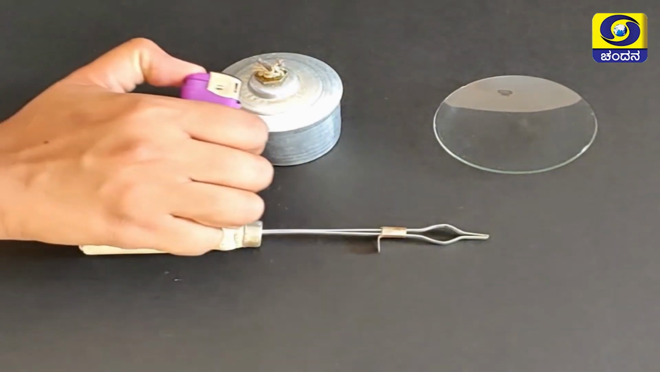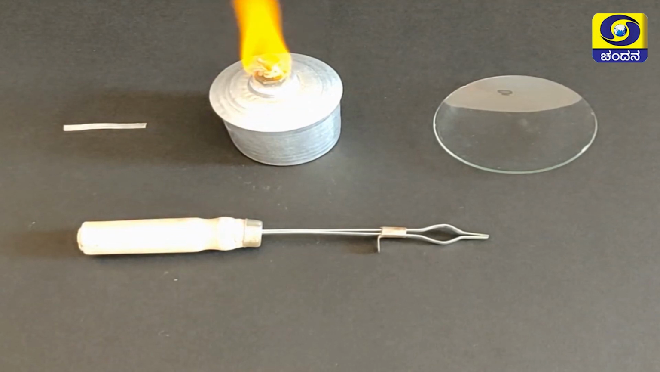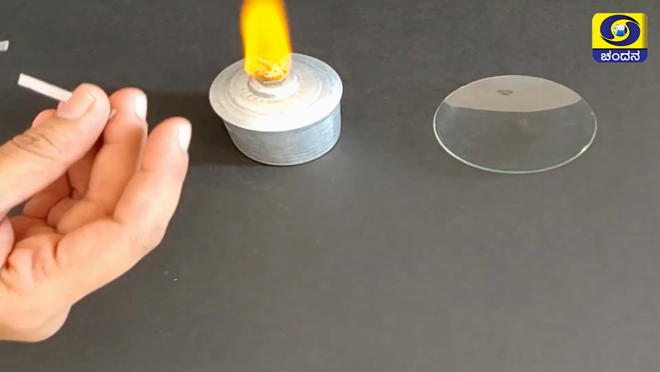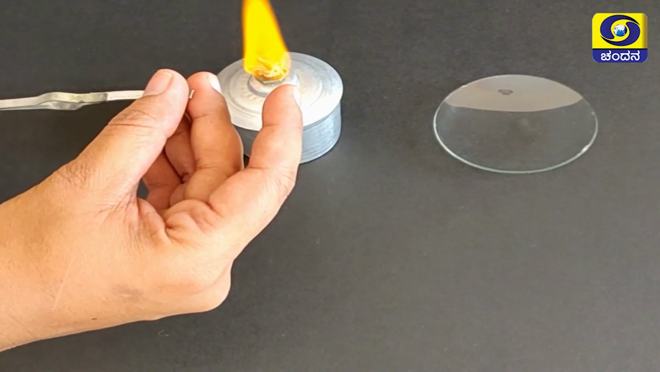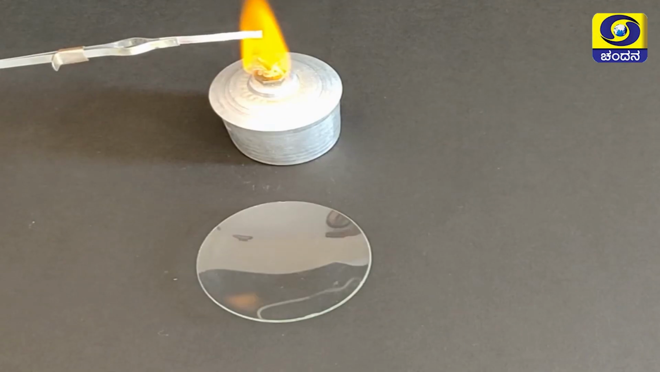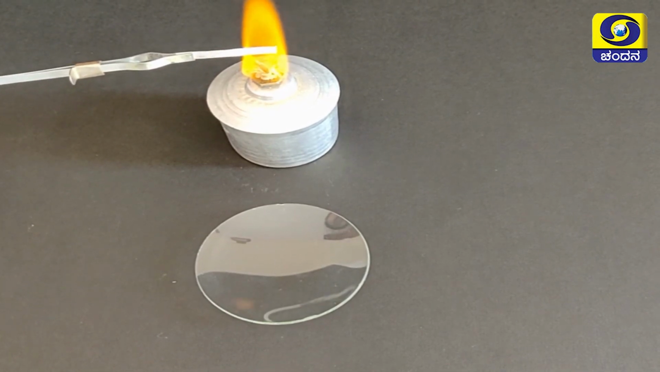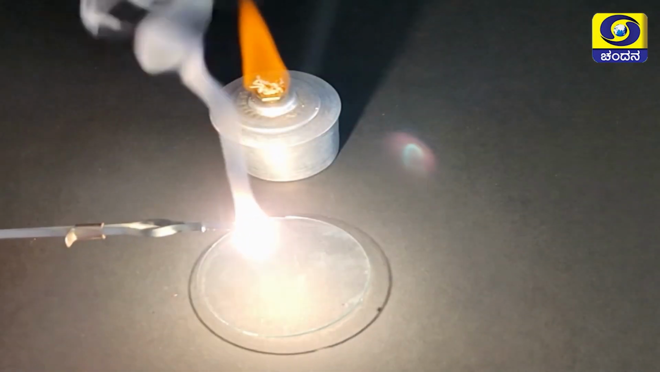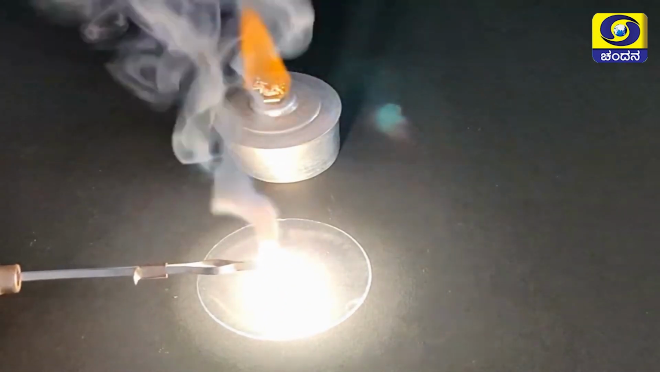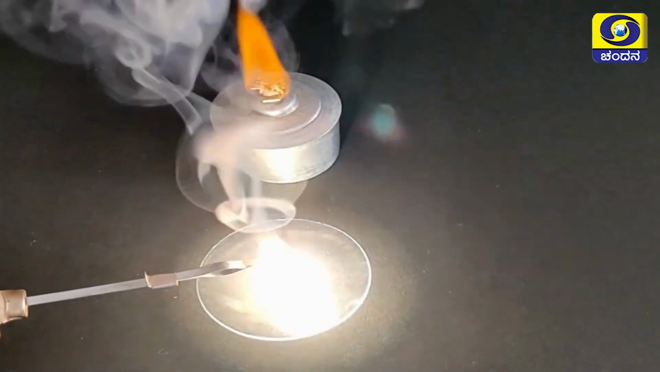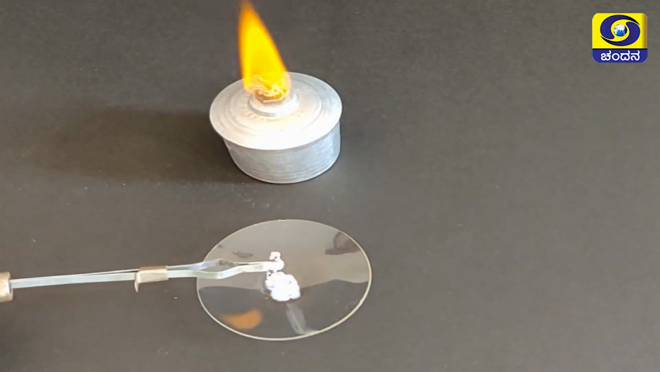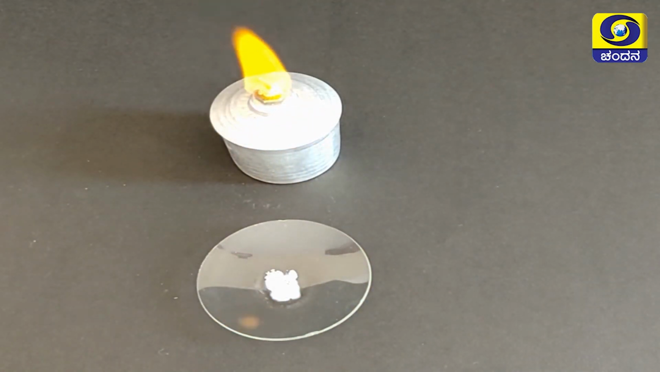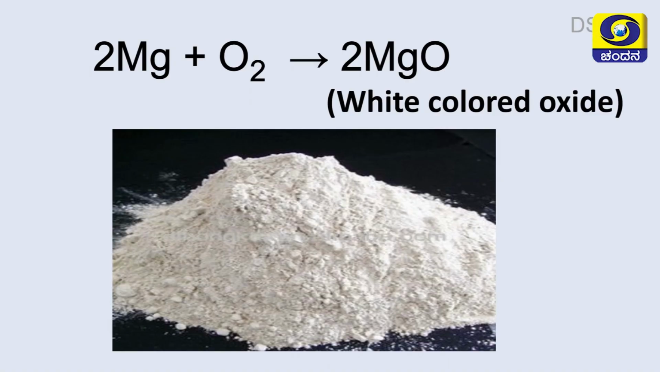Light the spirit lamp using a lighter or a matchstick. Secure the magnesium ribbon or strip to a test tube holder. Hold the ribbon over the flame till it catches fire. Do not directly look at the flame as this can injure your eyes. Collect the ashes from the combustion in the watch glass. You can see here, after the magnesium burns in oxygen, it forms a white colored oxide, which is magnesium oxide.